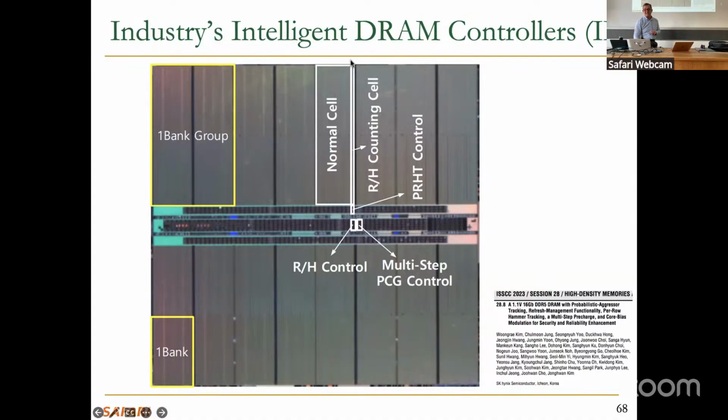The idea is inside the DRAM chip, you have a controller. So what does this controller monitor? You add some additional cells next to each row in DRAM that count how many activations happen to that row. Activation counter. Per-row hammer tracking, that's what they call it.